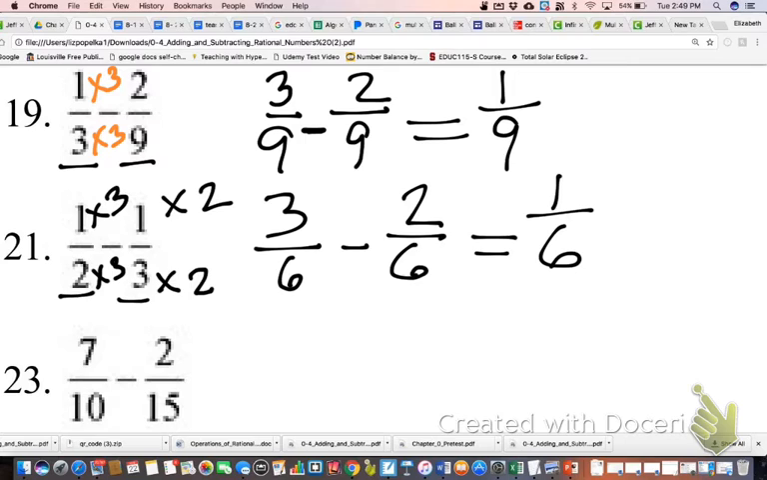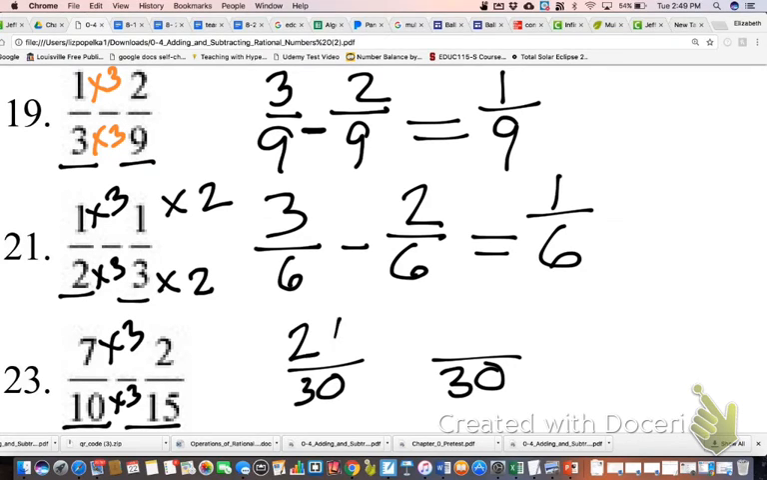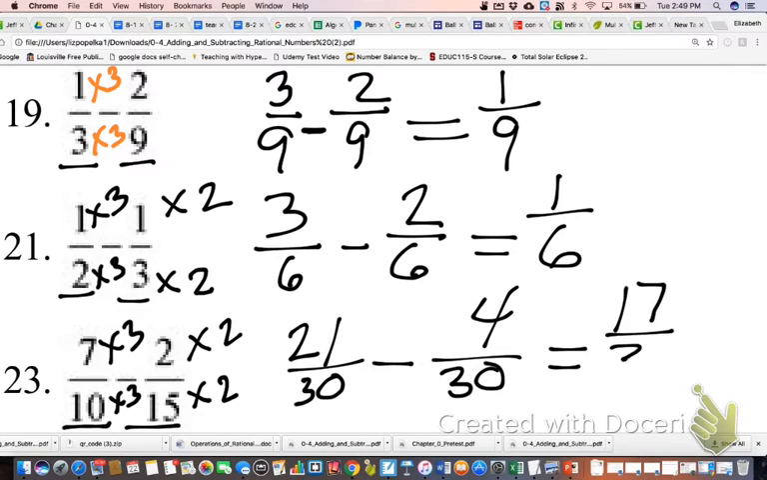Number 23, the smallest denominator that 10 and 15 could both go into would be 30. So I'm going to do 10 times 3, of course, to get it to be a 30, which means 7 times 3 is 21. Because I'm going to do 15 times 2 to turn it into a 30, 2 times 2 gives me 4 over 30. So if I do 21 over 30 minus 4 over 30, that leaves me with 17 over 30.